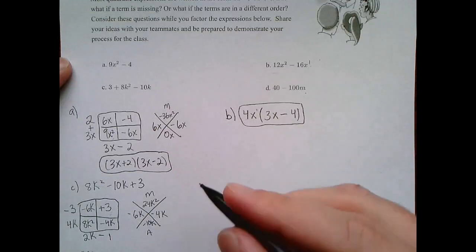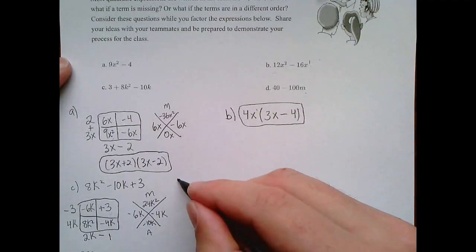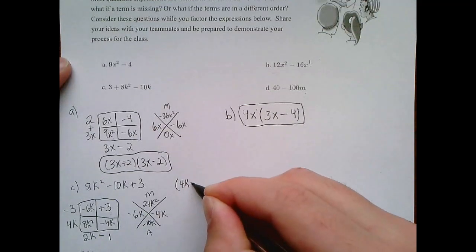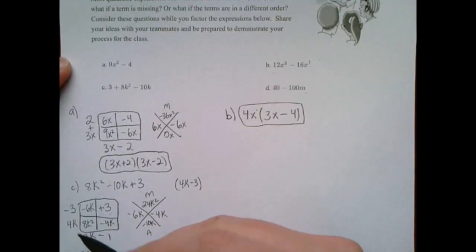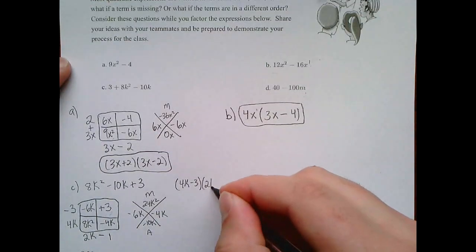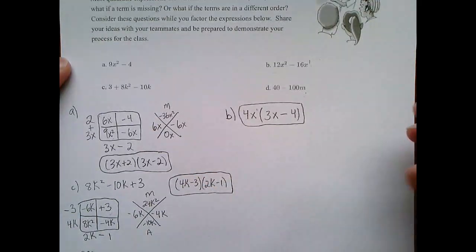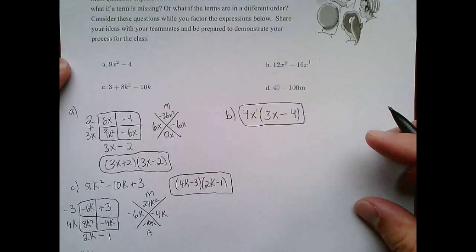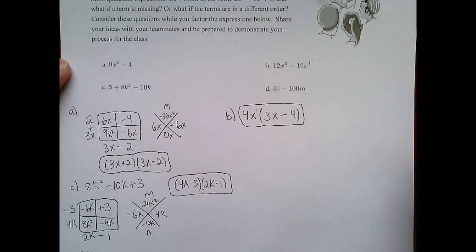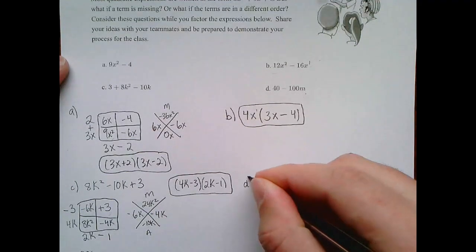So if I wanted to write this as a product, I could write it as 4k minus 3. That's the length times the width, which is 2k minus 1. So that'll be something like this. All right, final answer for C, 4k minus 3 times 2k minus 1, which is the same thing as 2k minus 1 times 4k minus 3. All right, how about in D?